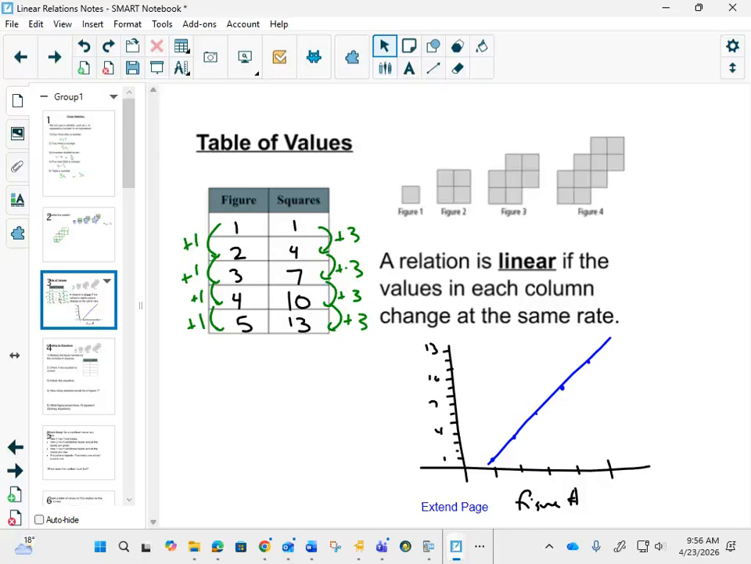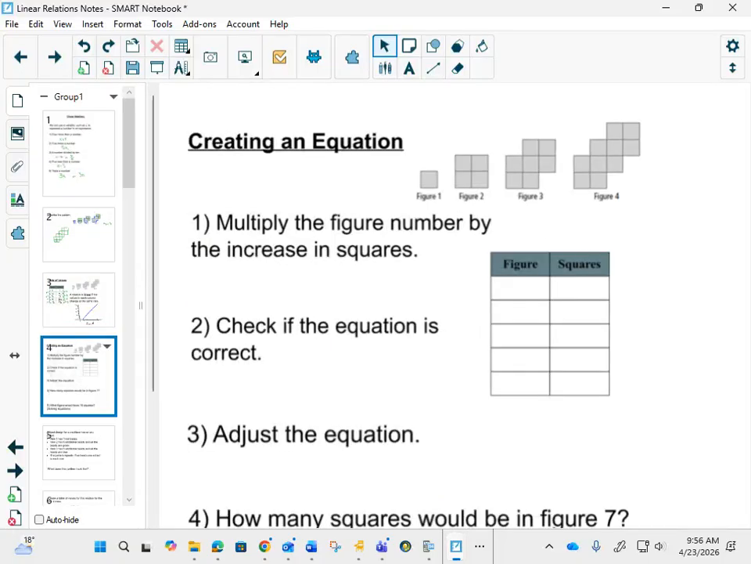Okay. What I'm going to get you to do with this linear relation. So we got the same one here. Let's rewrite our numbers in here. 1, 2, 3, 4, 5. We know 1 square, 4 squares, 7 squares, 10 squares, 13 squares. We had figured that out already.